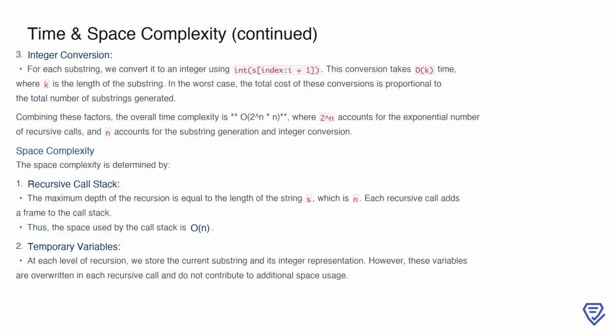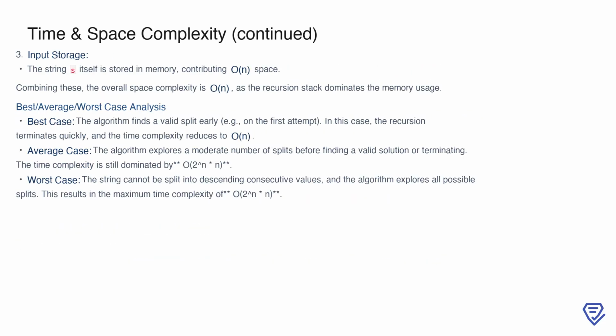Shifting to space complexity, the primary contributor is the recursive call stack. Since the maximum depth of recursion is equal to the length of the string, the space required for the stack is proportional to n. This means the recursion stack contributes n to the space complexity. Additionally, the input string itself is stored in memory, which adds another n to the space complexity. However, this is a fixed cost and does not grow with the recursion depth, so the overall space complexity remains dominated by the recursive call stack at n.